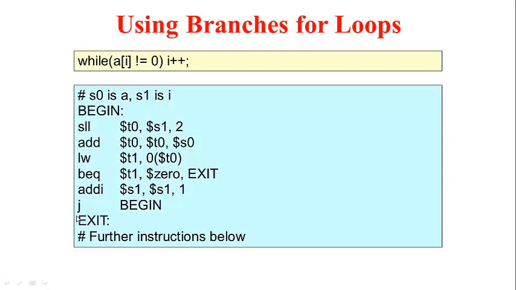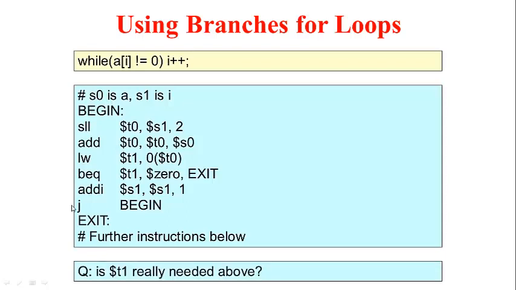Following that is the branch if equal. If the value A[I] happens to be 0, I have to exit the loop. Otherwise, I have to execute the body of the loop, which is the addi instruction. Here I have an unconditional jump to the beginning of the loop. A question for you is, in this above solution, is $T1 really needed? Can you do away with the use of this additional temporary register $T1?